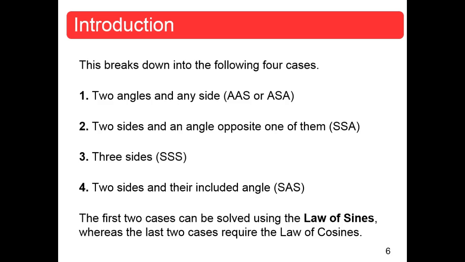That's called side-side-angle, and never angle-side-side. If you know three sides, you can solve that, but not using the law of sines. That one you have to use law of cosines. And if you know two sides and their included angle, meaning two sides and the angle in between, again, you can't use the law of sines, but you can use law of cosines. That's in the next section.